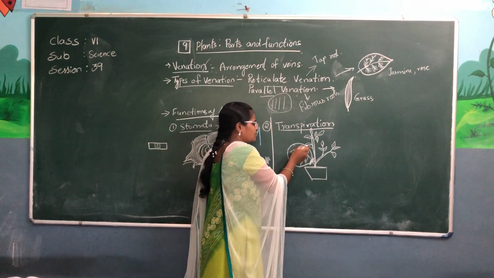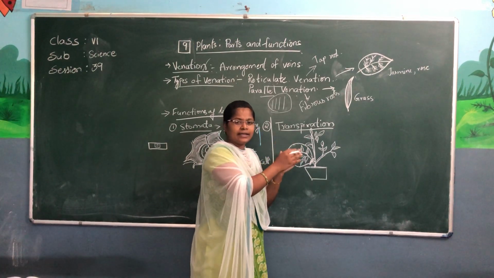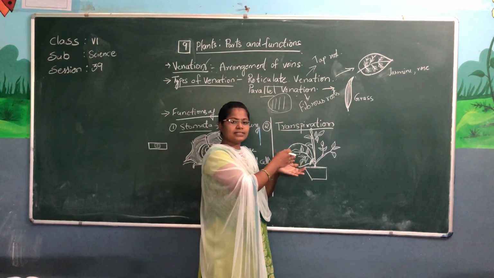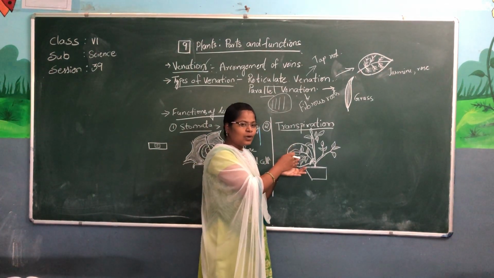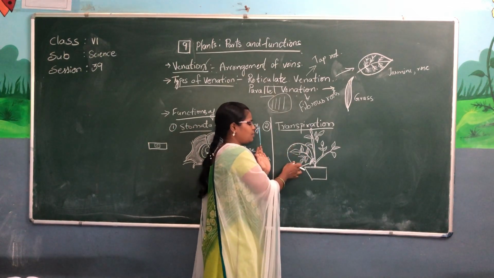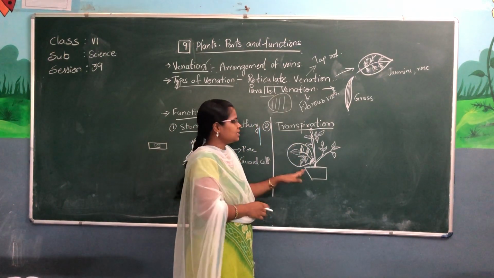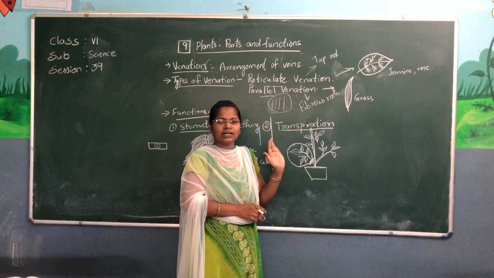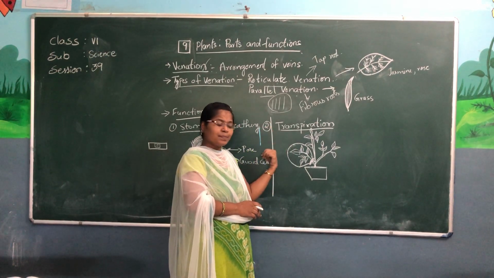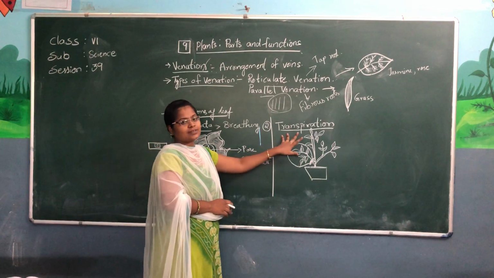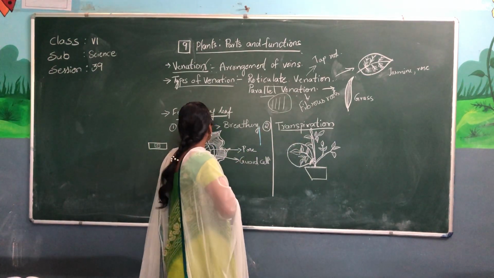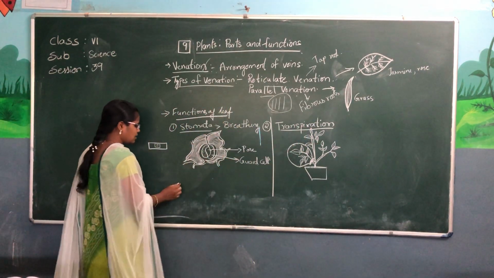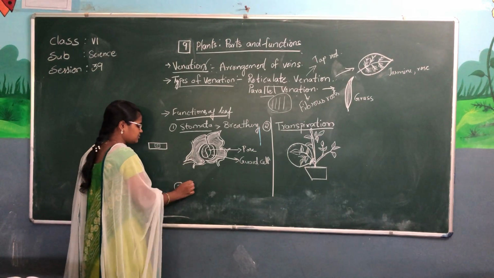And when they come out, they will condense and form droplets. Condense means the vapor will get cooled and form water droplets on the cover. This experiment is for transpiration. The excess water coming out as vapor from the small pores is called transpiration. First is breathing, second is transpiration, and third is photosynthesis.